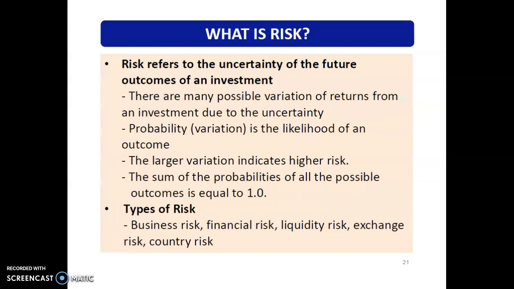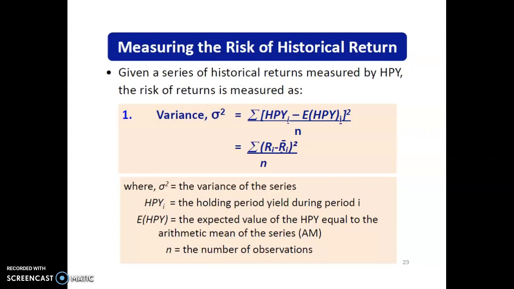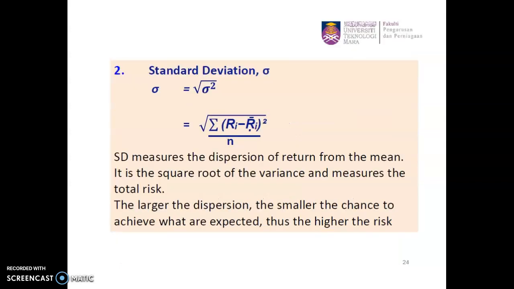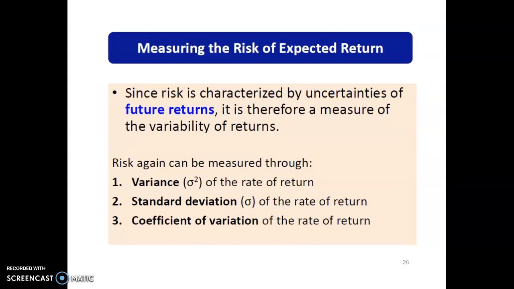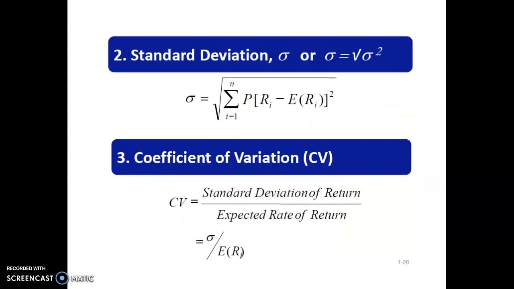So now, what is risk? Risk is when you want to calculate the level of uncertainty. Risk is the gap between what you expect to get and your real return. In order for you to calculate the risk, you need to calculate the variance. This is the formula for variance. And then you need to calculate the standard deviation and coefficient of variation. These three risk measurements are used to calculate risk for a single investment. So this is the formula.